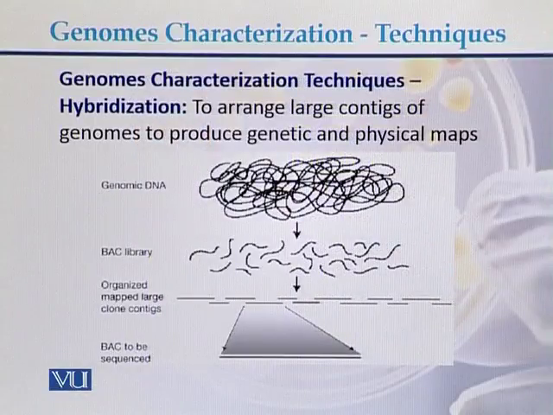So here we can see, among genome characterization techniques, hybridization. This is the genome of a particular organism. To arrange large contigs, this genome was digested with the help of restriction enzymes. So restriction enzymes converted the genome into small pieces. These small pieces were arranged into clone contigs. To arrange these pieces in the form of clone contigs, the DNA hybridization technique was used.